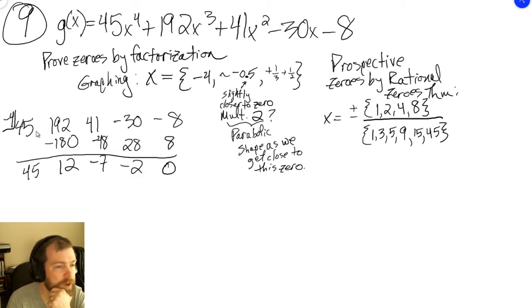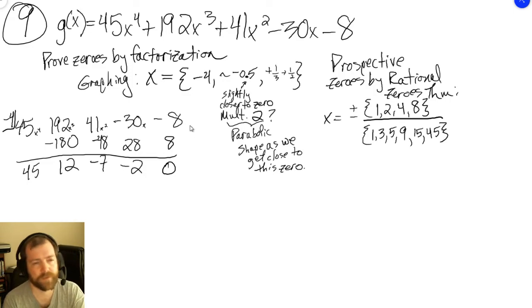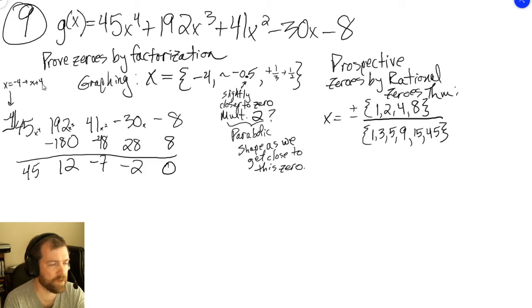This is telling us that when we take 45x to the fourth, 192x to the third, 41x squared, minus 30x minus 8, and divide by x plus 4, because that's what this term really is. This is x equals negative 4, which is x plus 4 equals 0. When we divide this term, x plus 4, into this polynomial here, we end up with 45x to the third plus 12x squared minus 7x minus 2 with 0 remaining.